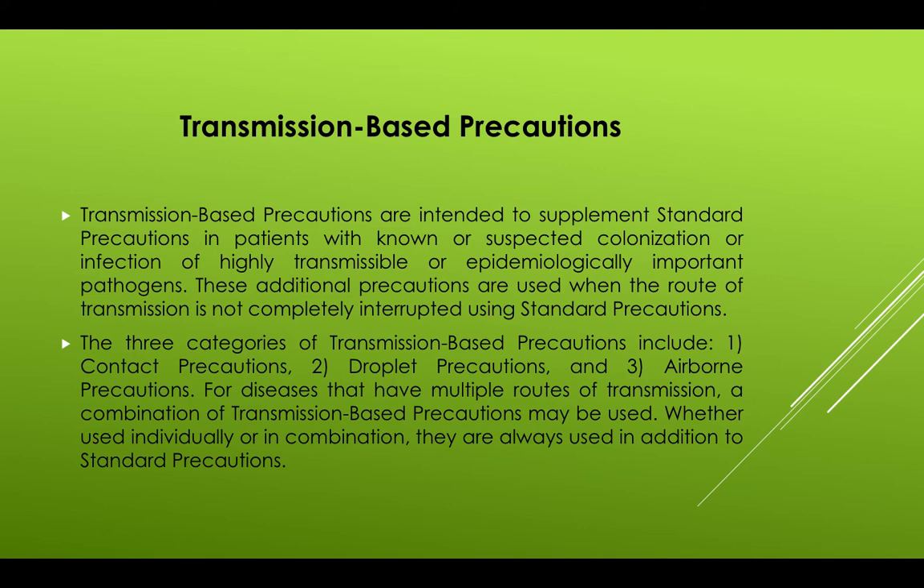So there are three categories of transmission-based precautions. The first one includes contact precautions, droplet precautions, and airborne precautions. For diseases that have multiple routes of transmission, a combination of transmission-based precautions may be used. So again, you can use different types of precautions because there can be overlapping in the routes of transmission for different types of diseases in particular.